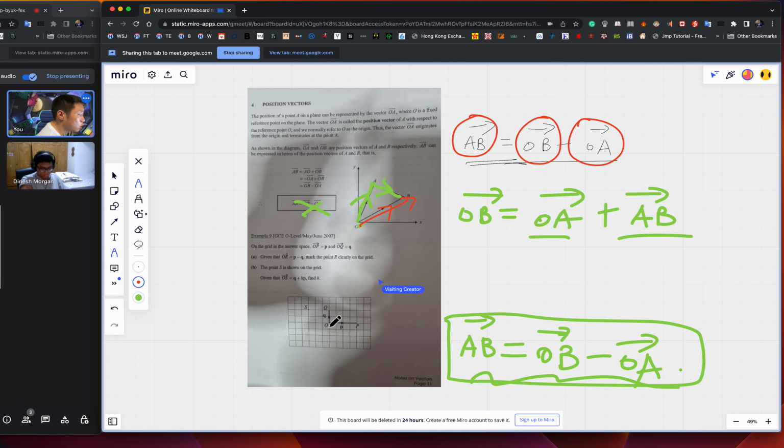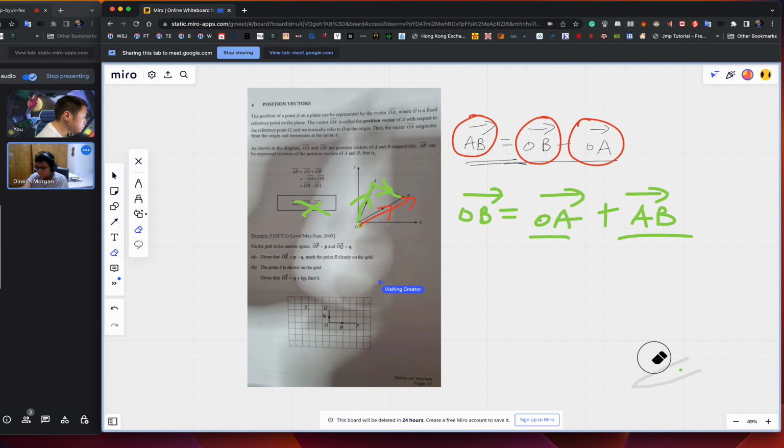So if I give you another example in a diagram, let me see if I can get a diagram out.